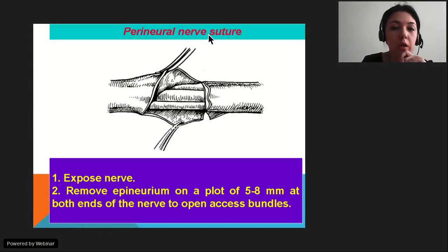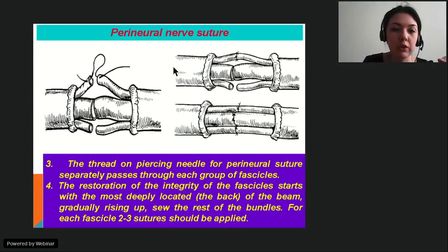So what are we doing? We expose the nerve, we remove the epineurium over a distance of 5 to 8 millimeters at both ends of the nerve to reach the fascicles, yes? So to reach the perineurium that covers the fascicles. And so then we stitch each fascicle separately.